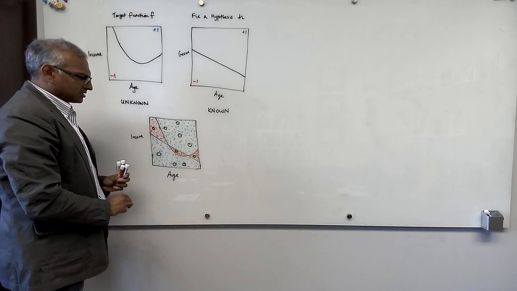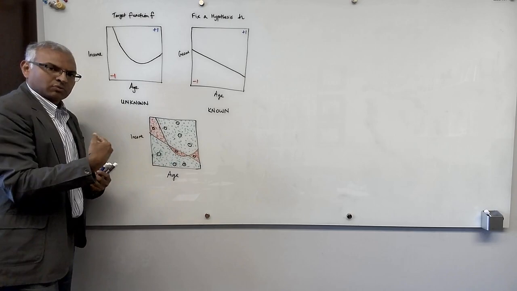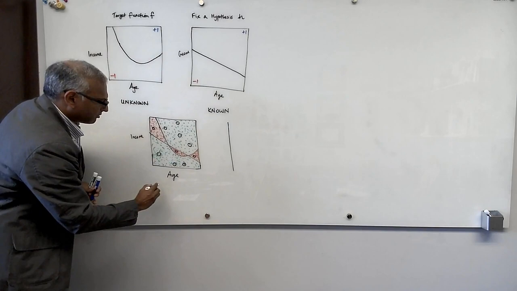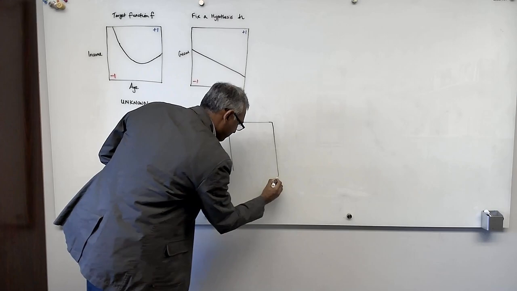I do know what my hypothesis is. My hypothesis is going to say reject, accept. So I know what my hypothesis would say. The real picture doesn't have red and green regions. So the real picture looks more like this. This was a hypothetical picture with the red and green regions unknown. But the real picture, when I pick some data points, looks more like this, where I don't have red and green regions.